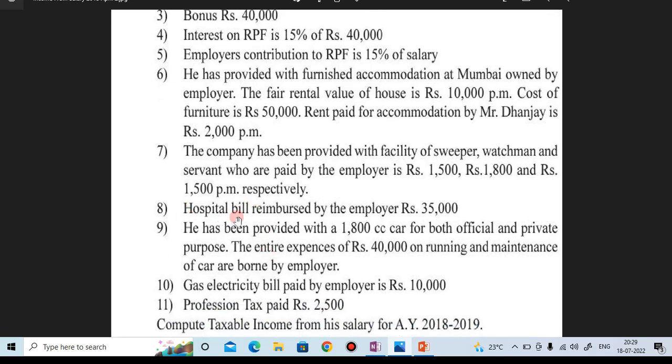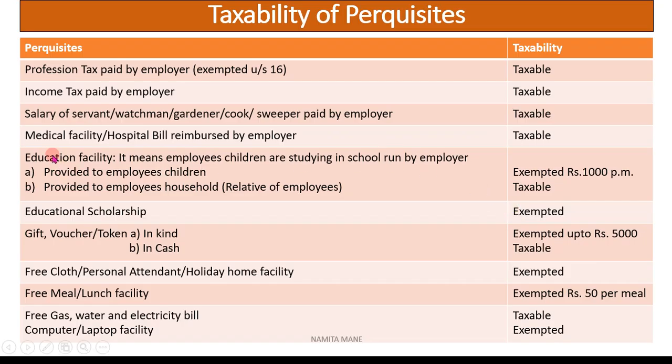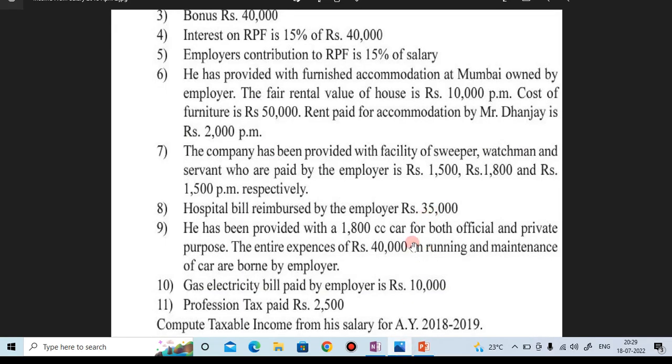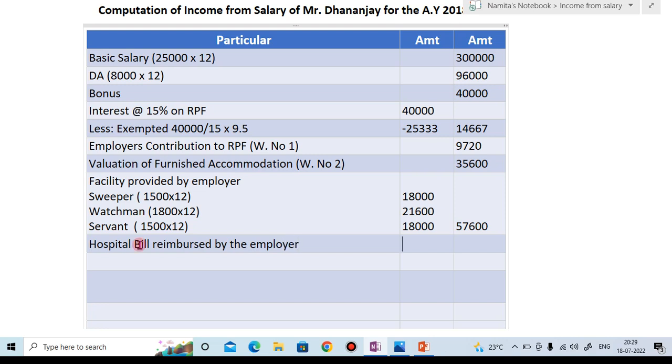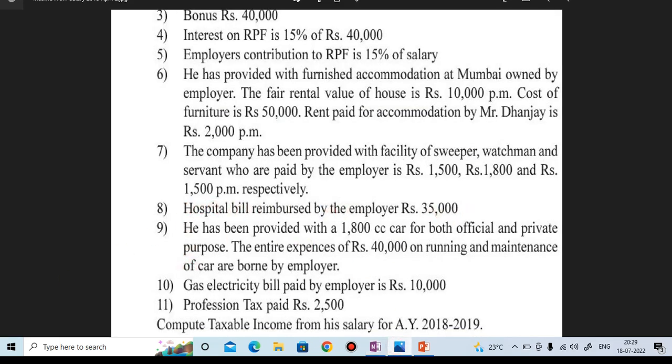After that, hospital bill reimbursed by the employer, rupees 35,000. So Mr. Dhananjay's hospital bill is reimbursed by the employer. How much is it? 35,000. Even this is a perquisite. Now see here, medical facility, hospital bill reimbursed by employer, that is taxable. That means 35,000 rupees is completely taxable amount. So hospital bill reimbursed by the employer. So completely 35,000 is taxable.